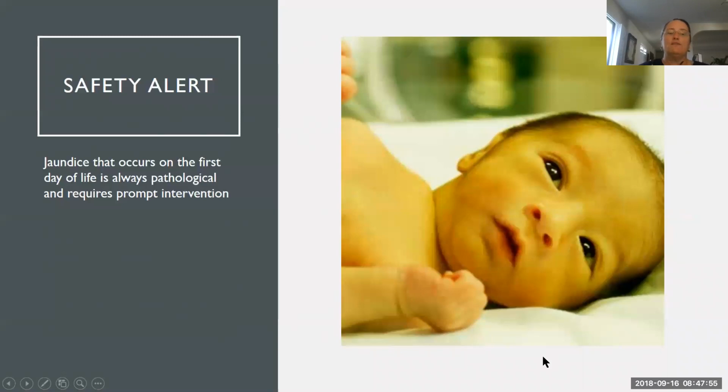Jaundice that occurs on the first day of life, I talked about jaundice in the last section in chapter 13, is usually indicative of some sort of Rh or blood incompatibility. This is what we call pathological jaundice, and it's very severe. And we have to intervene immediately so as to prevent kernicterus.